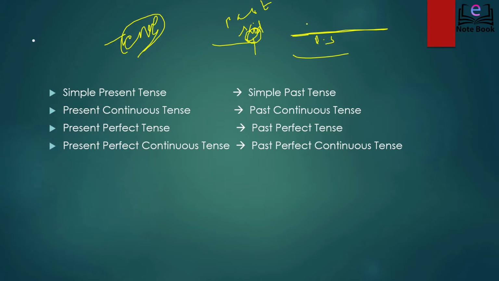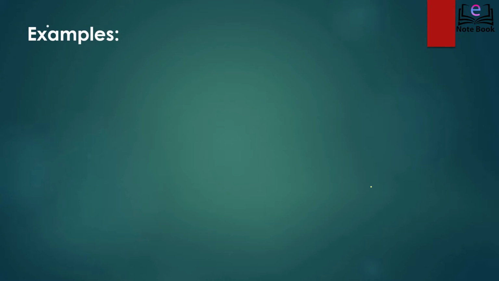If the reporting verb is in past, then the changes to be made in the reported speech are: if it is in simple present tense, it becomes simple past tense. Present continuous tense has to be changed to past continuous tense. Present perfect tense has to be changed to past perfect tense. Present perfect continuous tense will be changed to past perfect continuous tense. Let us look at the examples.